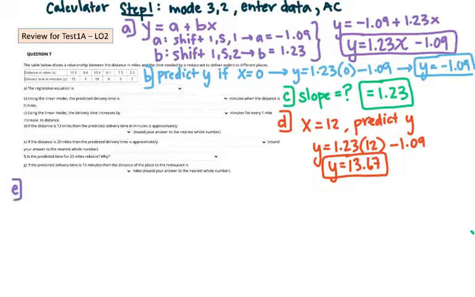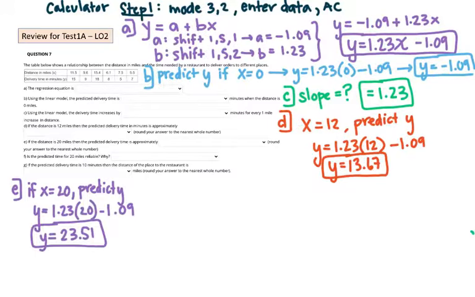Okay, part E is a similar question. It says now the distance you live is 20 miles. Then if you live 20 miles away, predict the delivery time. Again, I'll just take x equals 20, replace it in my equation of the line of best fit, the regression equation, and see what happens to y. So I plug that all in and I get that y equals 23.51, which means if I live 20 miles away from the restaurant, I can predict that it will take 23.51 minutes for the delivery to arrive.